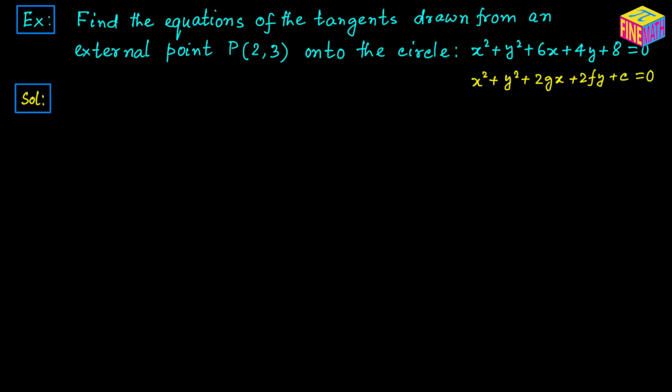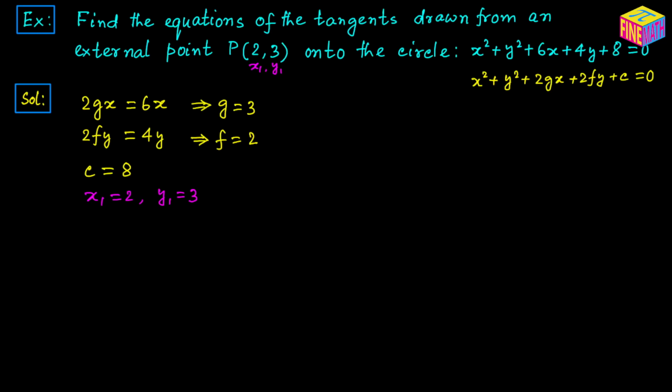If we compare the given equation with the general form of the equation of a circle, then we can say 2gx is equal to 6x, and from here we get g equals 3, and similarly 2fy is equal to 4y, and from there we get f equals 2. And of course c is provided in the equation of the circle, which is the constant term, and that is equal to positive 8. Now what is x sub 1 and y sub 1?